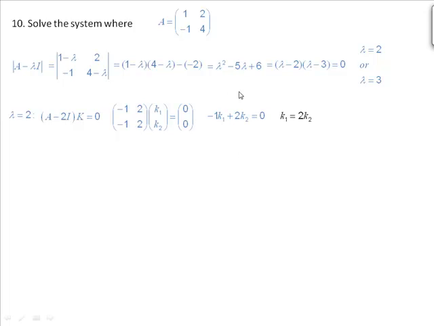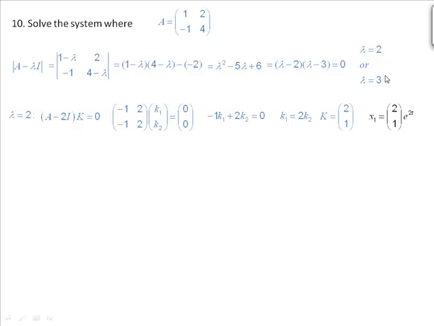So solving for k1, I get k1 is 2 times k2, which means I can let my vector k equal, let's see, if k2 is 1, then k1 is 2 times 1, or 2. And I get a solution by multiplying the eigenvector times e to the lambda t. In this case, lambda is 2. So one solution is the vector 2, 1, e to the 2t.